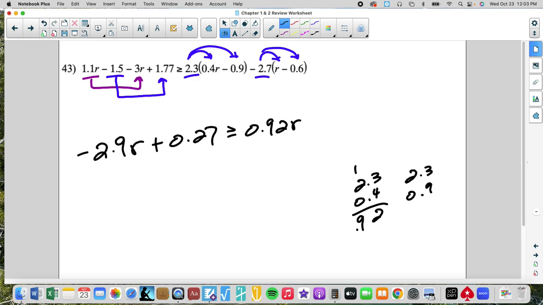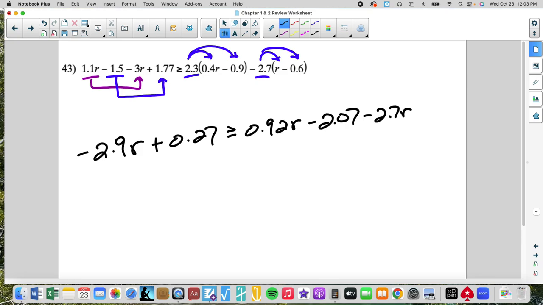2.3 times 0.9, 2 decimal places. That's going to be -2.07. Okay, now 2.7 times r is -2.7r, and 2.7 times 0.6, 2 decimal places. That's going to be +1.62. Okay, no calculator, we got it, we did it.